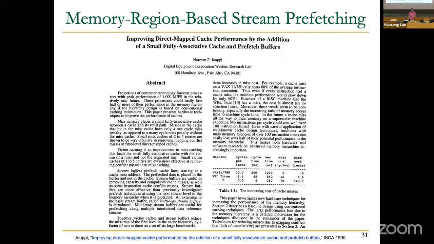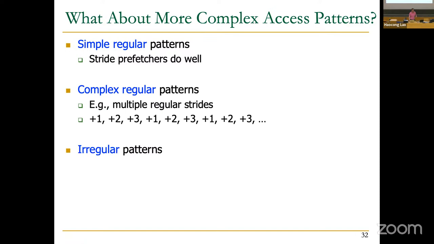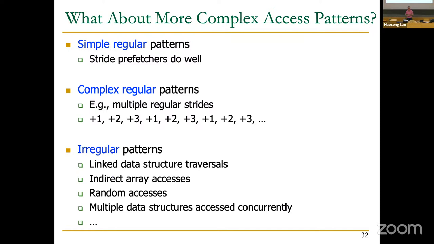So what about more complex access patterns? For simple regular patterns, stride prefetchers do well. Complex regular patterns, multiple regular strides, that's also doable, as we will see. And then irregular patterns: linked data structures, indirect array accesses, random accesses, multiple data structures accessed concurrently. Now you need to be more careful.